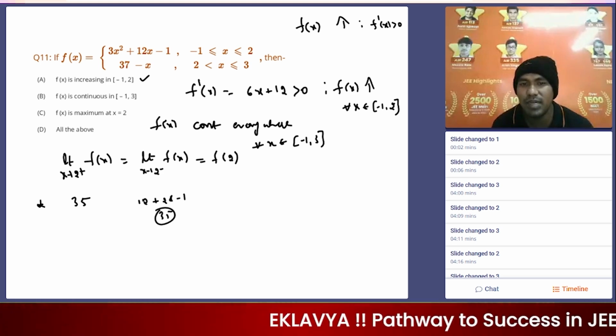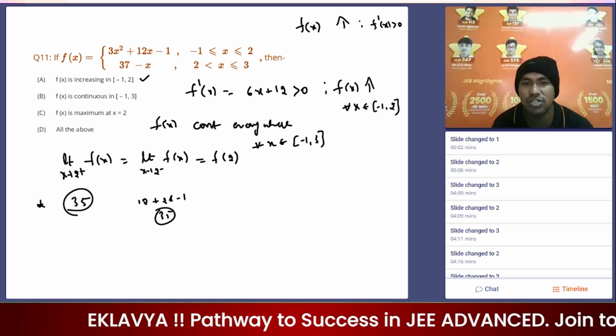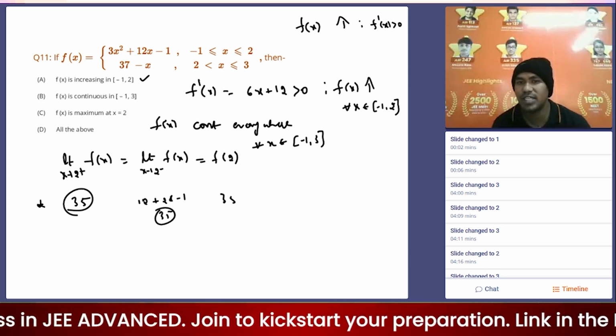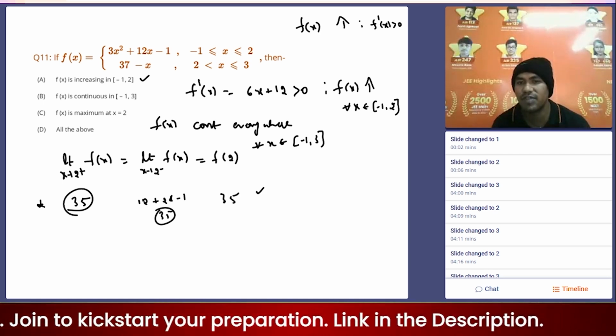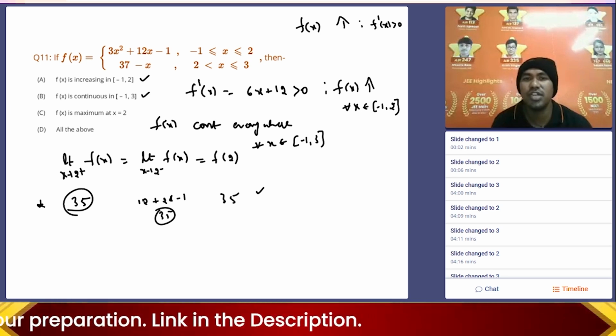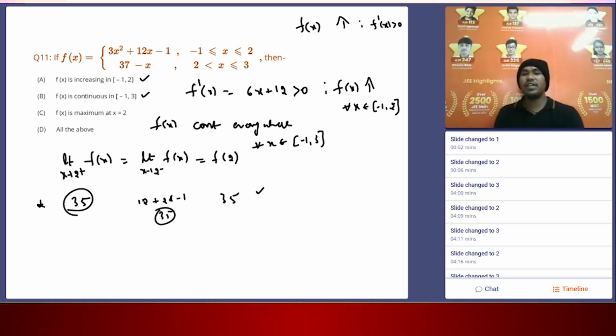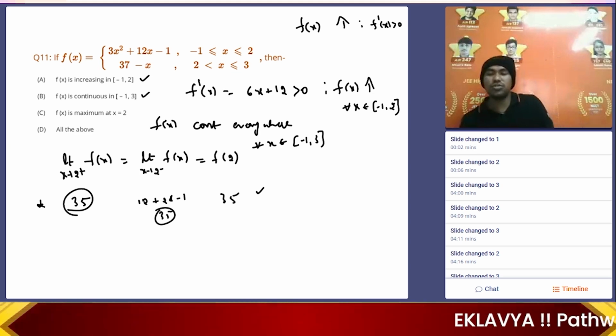The right hand limit and left hand limit at x equals 2 become the same. The limit at that point is also the same, because x equals 2 also gives 35. That means it is continuous everywhere. Understood? Now, they mentioned f of x is maximum at x equals 2.